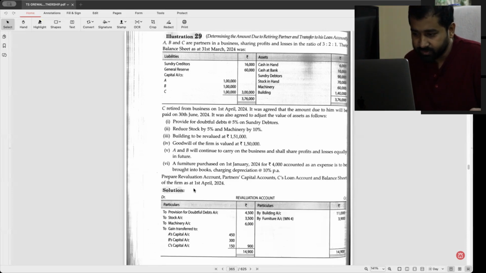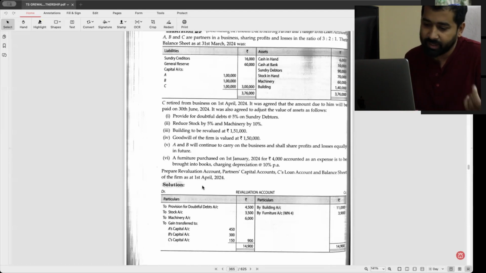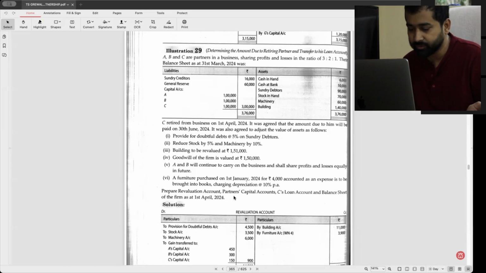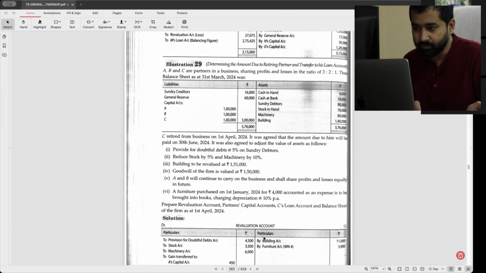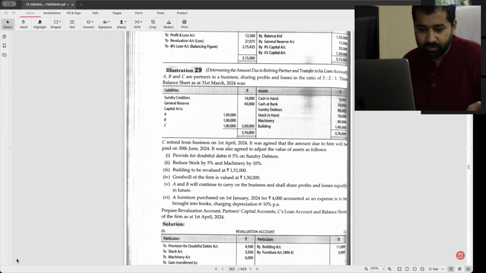First of all, we are going to see what they are asking here. Prepare revaluation account, partners capital account, C's loan account and balance sheet. Everything they are asking here, right? C's loan account at the end we are going to make, but first we are going to do revaluation account, partners capital account, and balance sheet. Now first we are starting with the old balance sheet, right?